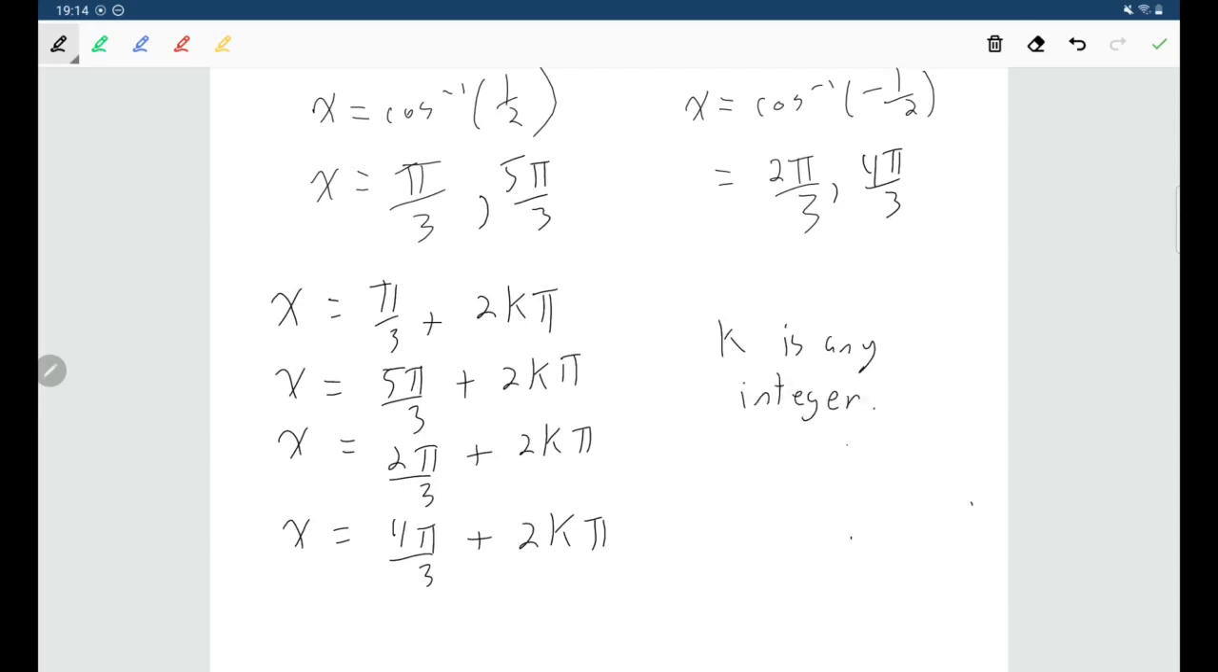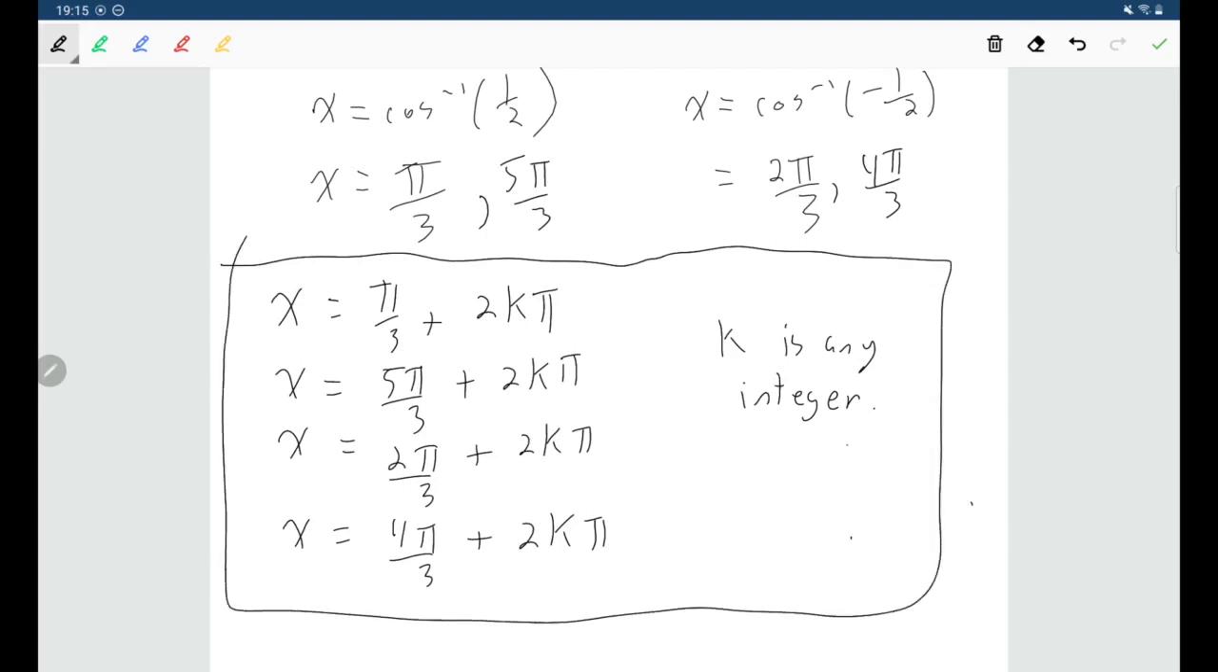And there we go. These are the infinitely many solutions that there are to that equation. So pi over 3 plus however many full cycles, 5 pi over 3 plus however many full cycles, 2 pi over 3 plus however many full cycles, and 4 pi over 3 plus however many full cycles.